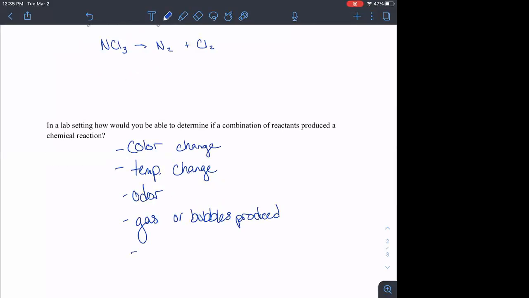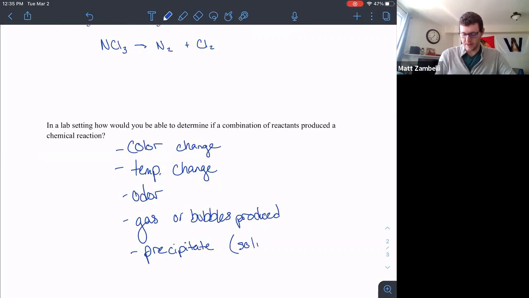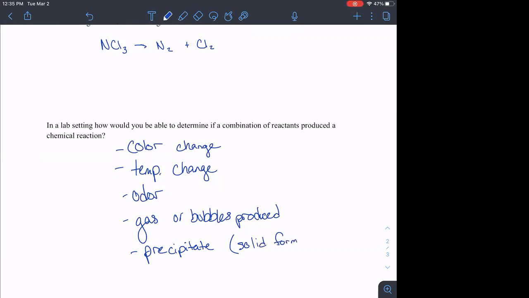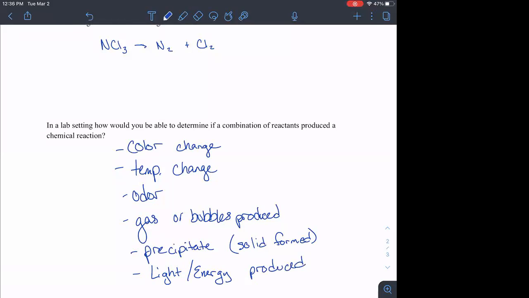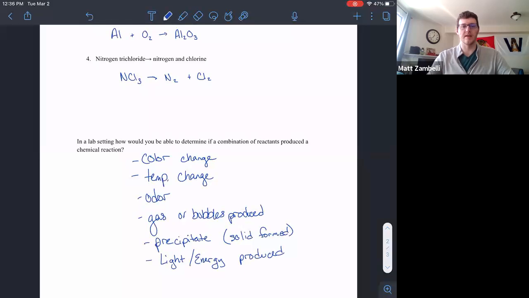Precipitate, perfect, which is a solid form. And light being produced. Perfect. Light or energy produced. Awesome. Any questions on anything from this formative?